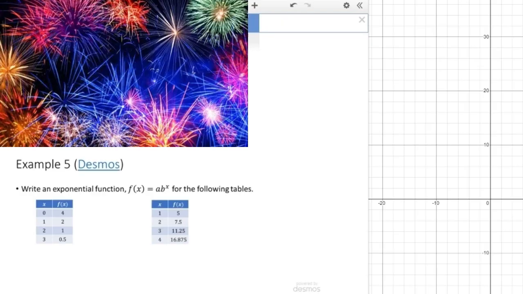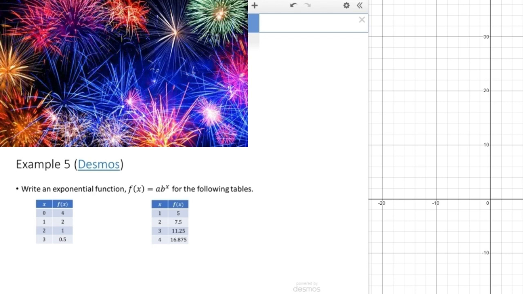Next, we're going to write an exponential function in the form f of x equals a times b to the x for the following table. The most important part of the exponential function that we first need to identify is b. If we think back to our last section, b is either the decay factor or the growth factor, depending on its size. This is the value I would have to multiply f of x by to get the next function value. If we take a look at our table, what would I have to multiply 4 by to get 2?